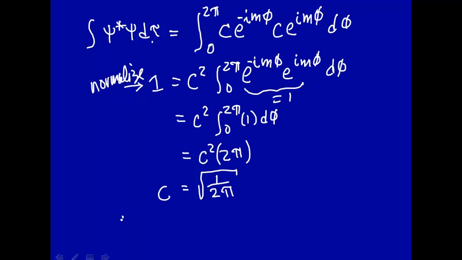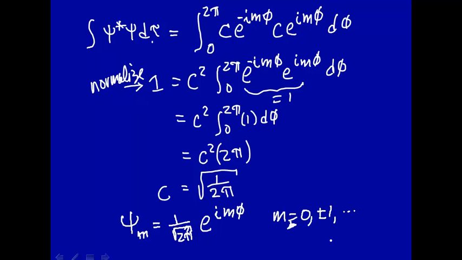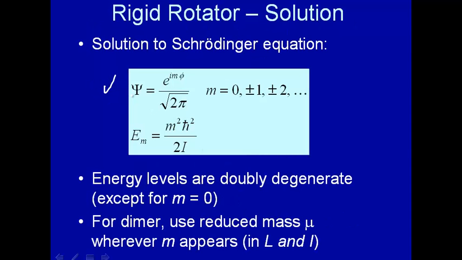So now finally we have our wave function, where we're using the symbol m as a quantum number, or denoting some particular state, is 1 over the square root of 2 pi e to the i m phi, where m is quantum number 0, plus or minus 1, and so on. Okay? So we go back here. So we got that solution. It wasn't too bad to get that solution. Now let's look at the energy levels and see what they mean.